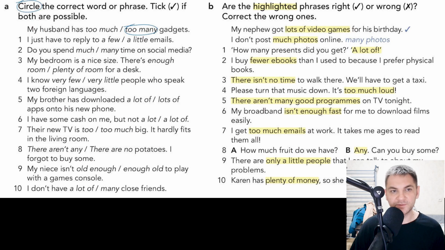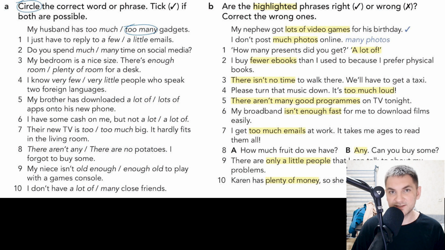Part 3. Grammar. Exercises. So, exercise A. Choose a correct quantifier. You see 10 sentences. In each sentence, there are 2 options in bold. Your job is to choose the correct one. For example, my husband has too much or too many gadgets. Which one is correct? Gadgets is a plural countable noun, so the answer is too many. Read each sentence carefully, think about the noun that follows. Is it countable or uncountable? That will help you decide. If both options are possible, just put a tick or say both are possible.